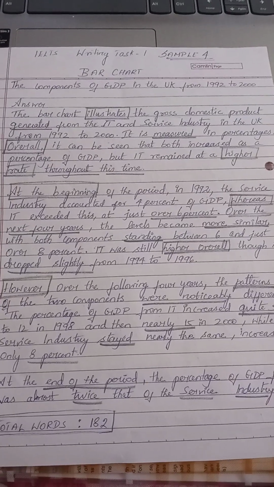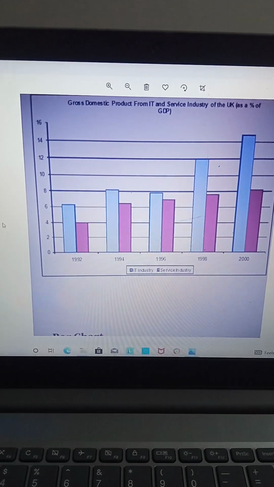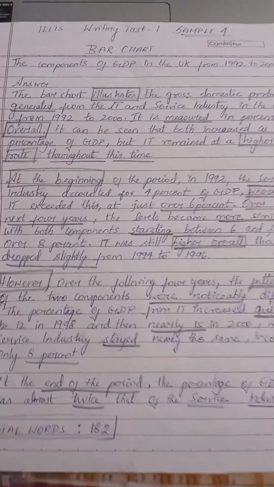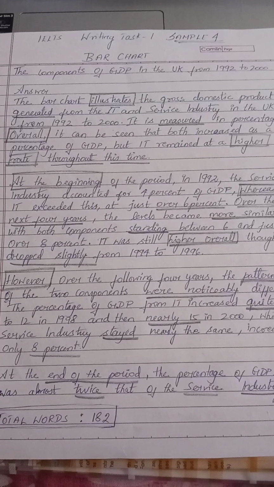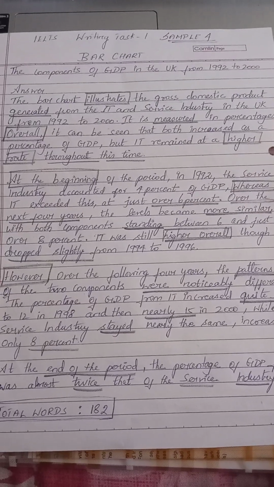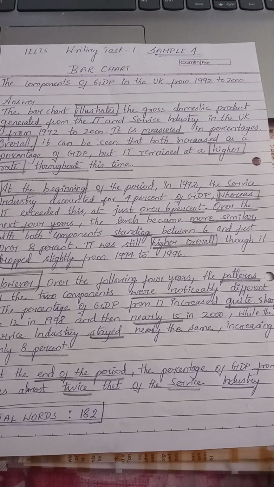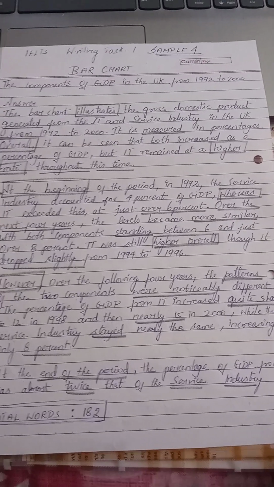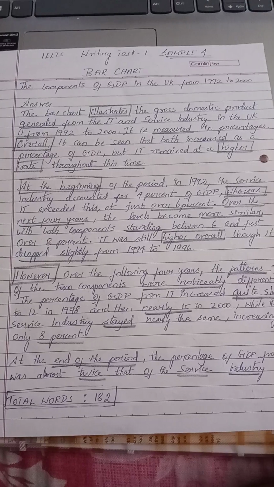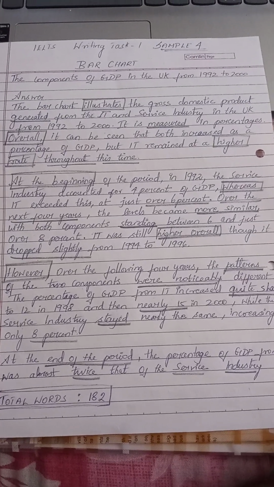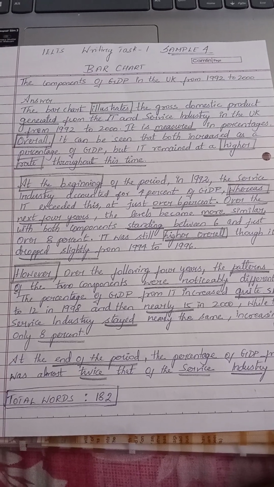And over the next 4 years, as we are calculating, 92 to 96, the levels became more similar, with both components standing between 6 and just over 8%. So IT was still higher overall. This is another keyword we have to adjoin. So it is higher overall throughout. It dropped slightly. Again, it's another keyword, dropped slightly from 1994 to 1996.